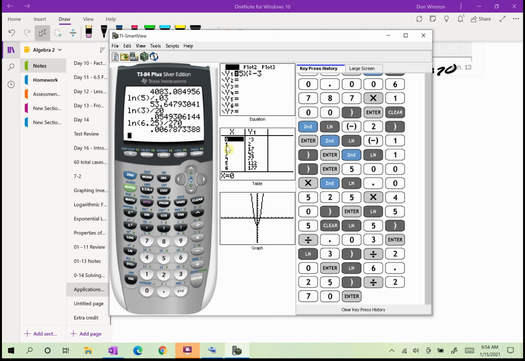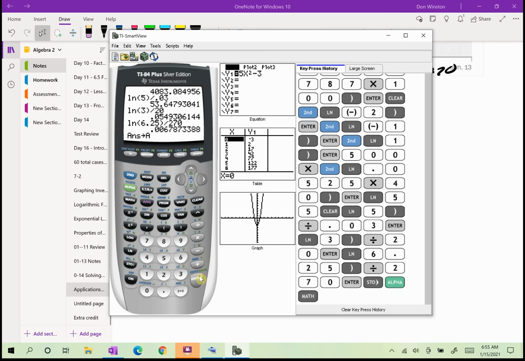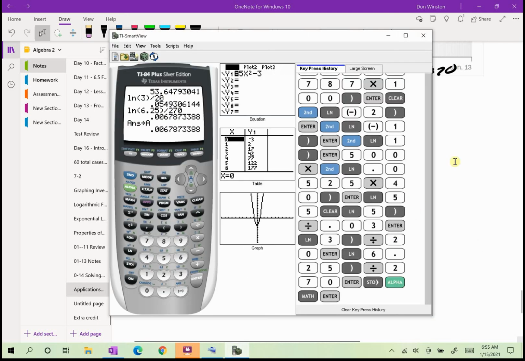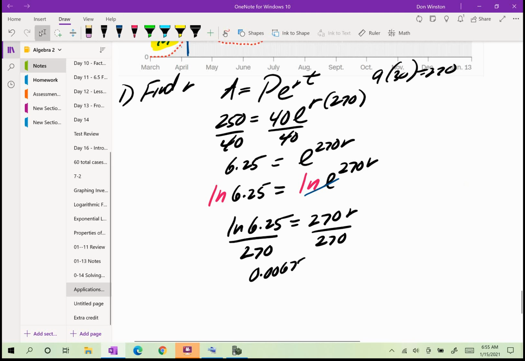So 0.006. I'll show you. I'm going to store that. Where's my store key? Oh, my store button right there. I'm going to store my answer in a variable A, so I'll just go alpha A, because I'm going to use that. So 0.006787, I believe is what it was. Equals.